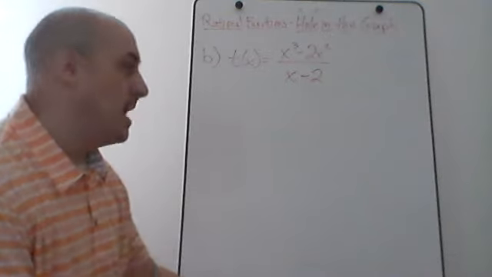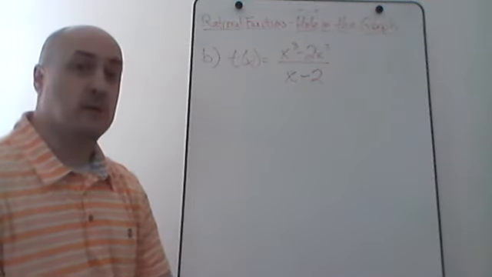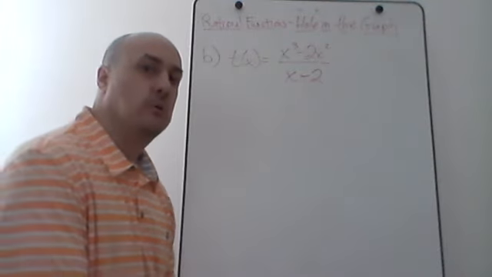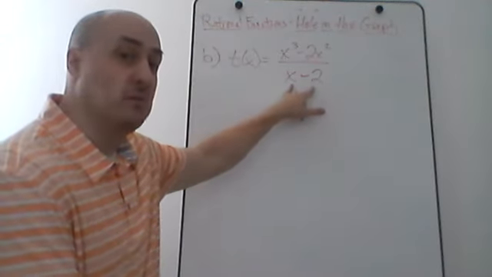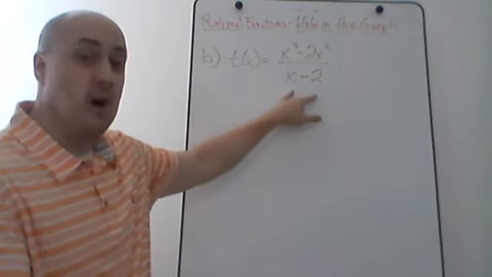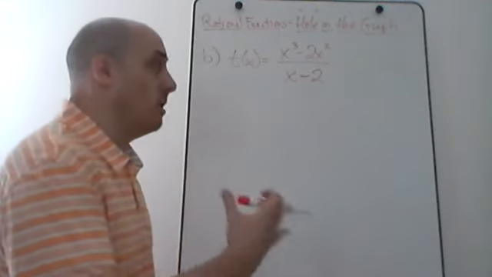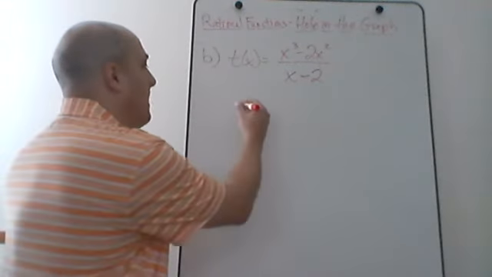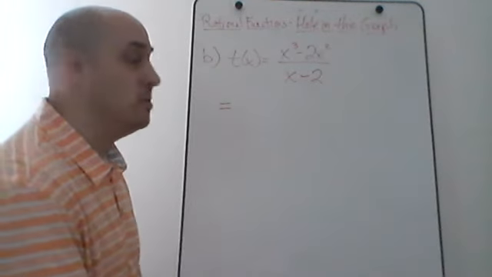All right, this next example, we've got t of x equals x to the third minus 2x squared over x minus 2. Right, so it looks like a rational function. It looks like I'm going to have a vertical asymptote at x equals 2 because if I set my denominator equal to 0 and solve it, I would get x equals 2. But before we just jump in and start doing the work with the vertical asymptote, we do have to factor this to make sure that that factor of x minus 2 doesn't cancel out with the numerator.